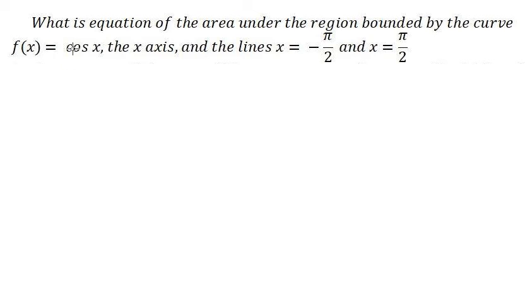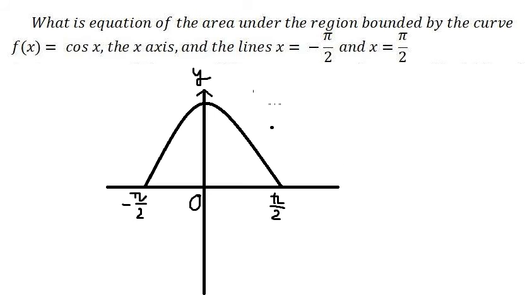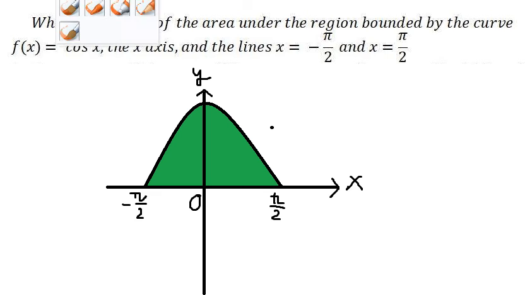First, we need to graph the function of cosx. The graph should be like this. We know that we just concentrate from negative pi over 2 to positive pi over 2. So the area we need to concentrate on is this one.